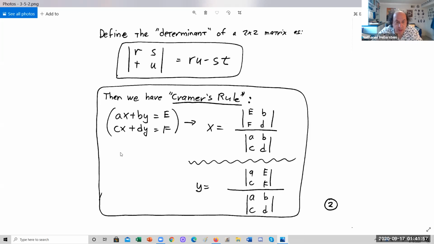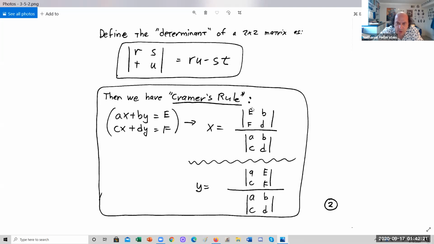And then with that symbol, we can define Cramer's rule. A 2 by 2 system is solved like this. AX plus BY equals E, CX plus DY equals F implies that X equals this ratio of determinants, and Y equals this ratio of determinants. They both have determinant of A, B, C, D. That makes it a little easier to remember.